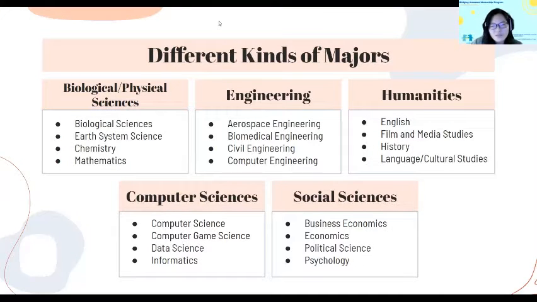So there are a lot of different types of majors that you can choose from. And the way that I've divided them up here is the way that most colleges will divide them. And what they'll typically do is have different schools or departments, and those will be things like the School of Social Science or of Engineering, which will encompass all of the different majors that fall within those categories. So here I have some of the major ones like the biological and physical sciences, engineering, humanities, computer sciences, and social sciences, but there are other things like arts.